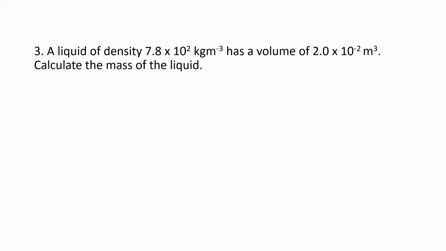Our third question. A liquid of density 7.8 times 10 to the power 2 kilogram per meter cube has a volume of 2.0 times 10 to the power negative 2 meter cube. Calculate the mass of the liquid. So density has been given, volume has also been given. Now we say we should find the mass of the liquid. I hope this one is very easy. You can try it yourself within 30 seconds. Let's see whether you get it right.